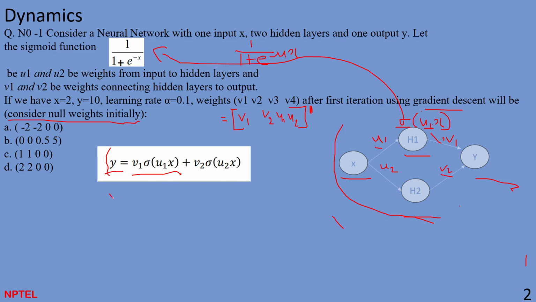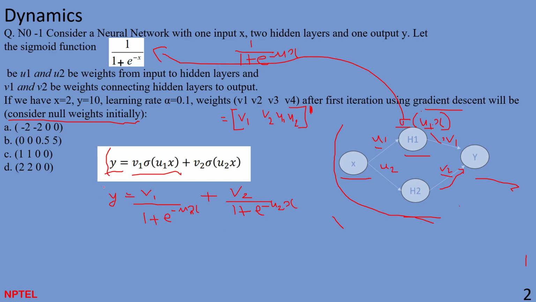So here your y will be something like v1 upon 1 plus e to the power minus u1x, so it should be u1x. And the other output coming here is this component, which will be something like v2 upon 1 plus e to the power minus u2x.